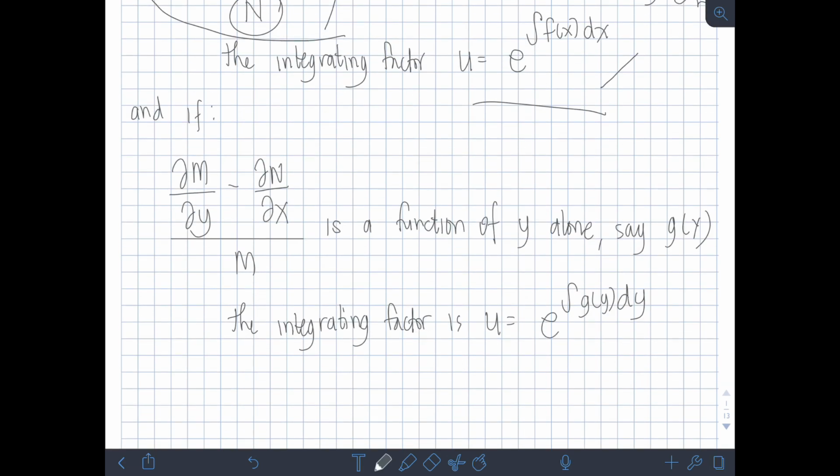Or, and if naman daw yung partial derivative of M with respect to y minus partial derivative of N with respect to x over M naman is a function of y alone naman, meaning in terms of y lang yung nabuo nating function sa expression na to, let's say g of y, then the integrating factor is u equals to e raised to integral of g of y dy naman. Okay, so meron tayong dalawang case na i-consider. So, it's either maging yung integrating factor natin ay in terms of y or in terms of x. Yun i-multiply natin sa given natin na non-exact DE para maging exact. Okay? So, para ma-illustrate, let's solve some examples.